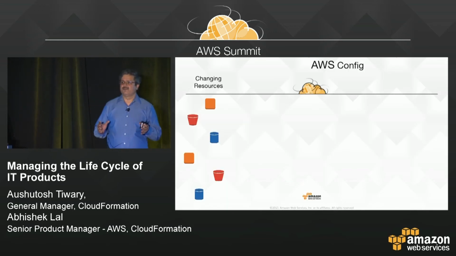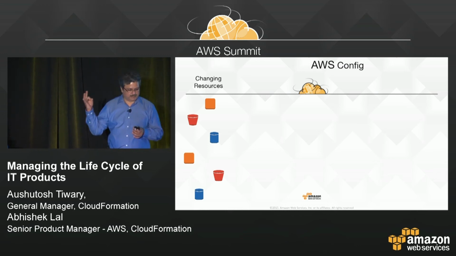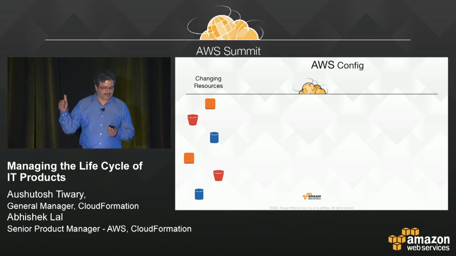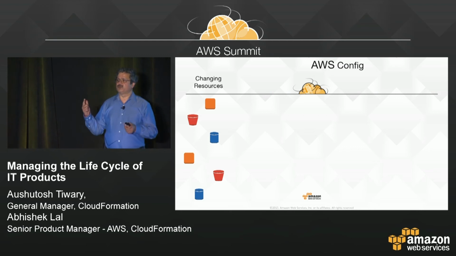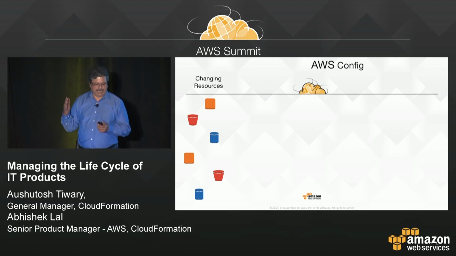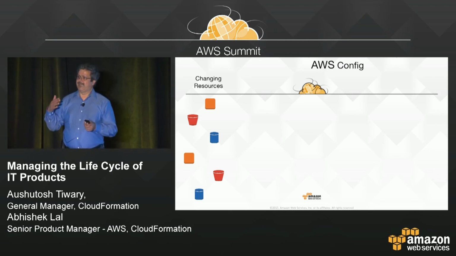So AWS Config provides 3 capabilities. It's a managed service that allows customers to get an inventory of your AWS resources, lets you audit the resources, the configuration history of those resources as changes happen, and then finally notifies you of configuration changes as and when they're happening.